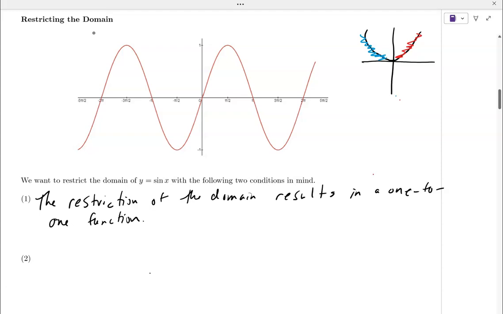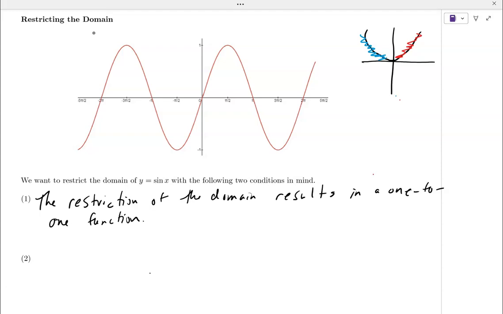It's absolutely pointless to restrict the sine function on the interval from 0 to pi. Why is it pointless to restrict the sine function from 0 to pi? Is that one-to-one? No. Right? The sine function doesn't pass the horizontal line test on that interval. Right? If it's not one-to-one, it doesn't have an inverse function, which is the whole point of this exercise, is to find inverse functions. Right? So my restriction needs to result in a one-to-one function.